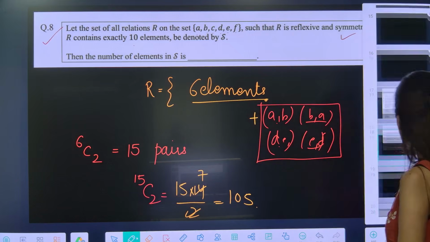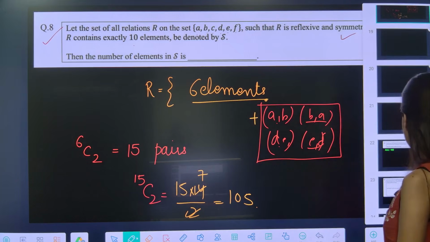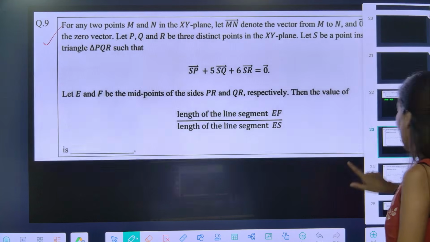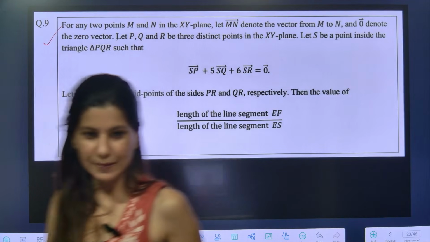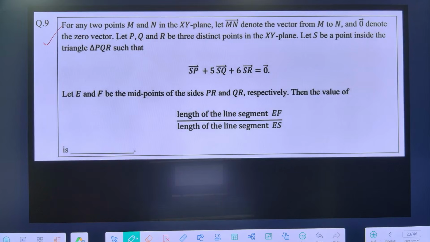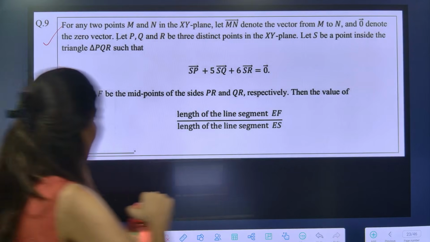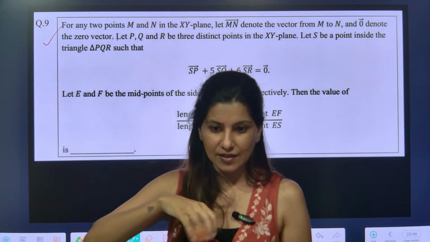This is also not a very difficult question, but yes, some PNC is required. And the next question is vector. I told you this is my strength based question.